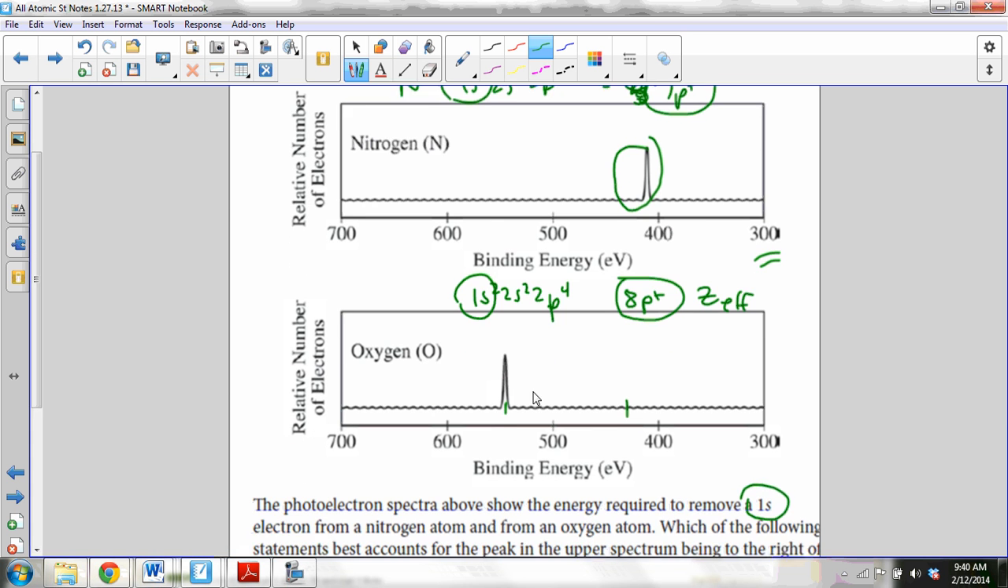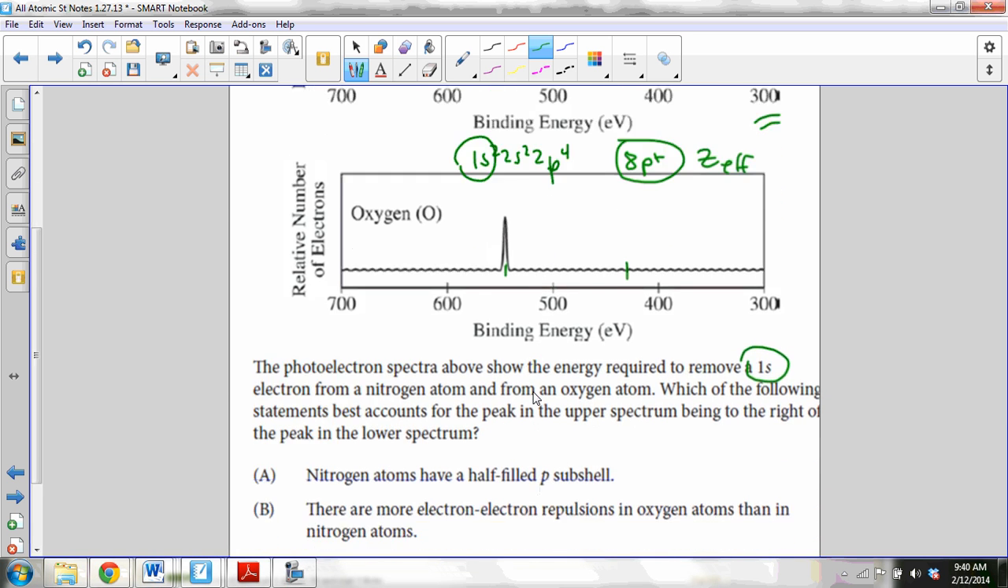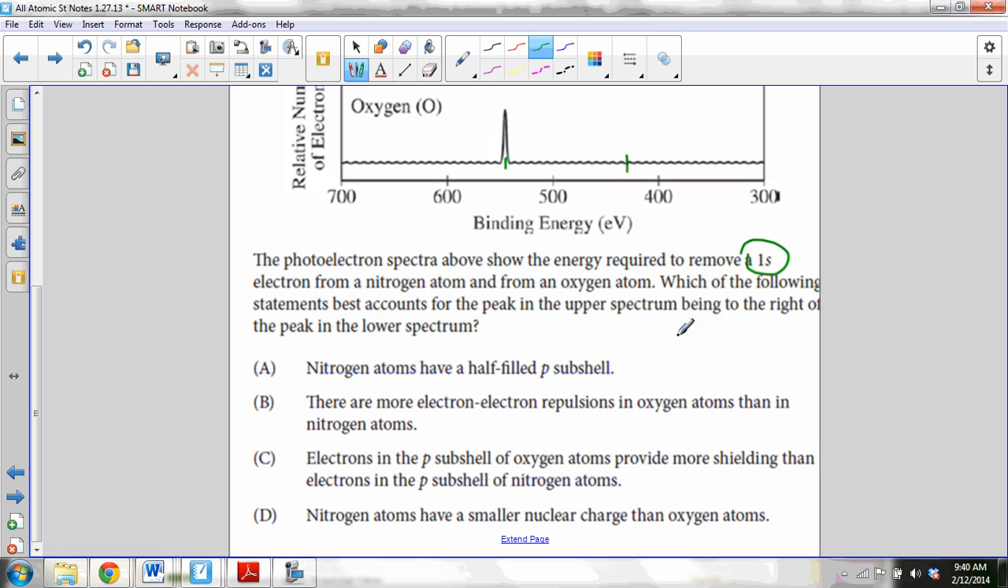So when you look down at your answer choices: Nitrogen has half the p field? No. There are more electron-electron repulsions in oxygen than nitrogen? Maybe. Electrons in the p sublevel of oxygen provide more shielding than the electrons in the p sublevel? No, not really. We're not even talking about the p at all. Nitrogen has smaller effective nuclear charge than oxygen. Yes, that's perfect.